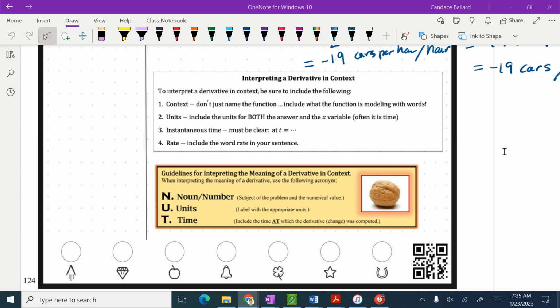Units. Include the units for both the answer and the x variable. Often the x variable is time. Okay. If it's instantaneous time, it must be clear. So you have to tell me exactly the time that it's at. So you have to say at t equals something.